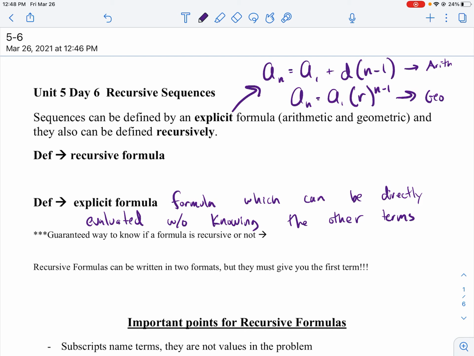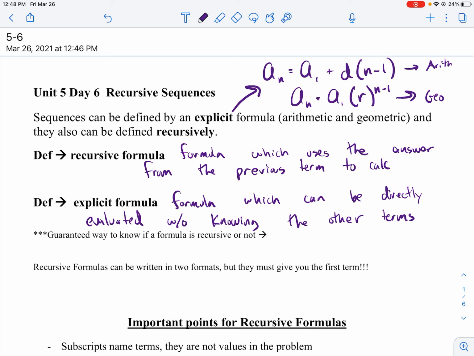So the difference between explicit and recursive is that recursive is a formula which uses the answer from the previous term to calculate the current term. Okay? And so those are the differences between the two.